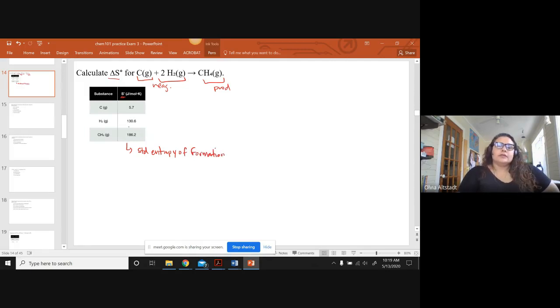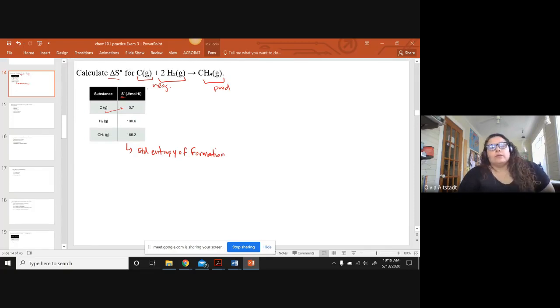So when you're using these values, they're starting from second law entropies, right? Which means that the entropy for the purest, simplest element is going to be zero at zero Kelvin. So you're never going to see a value, even in the simplest form, that's zero at 25 degrees Celsius, which is what this is for.